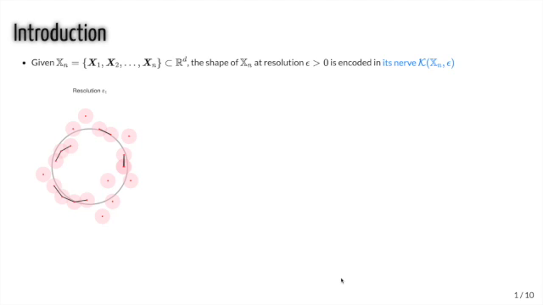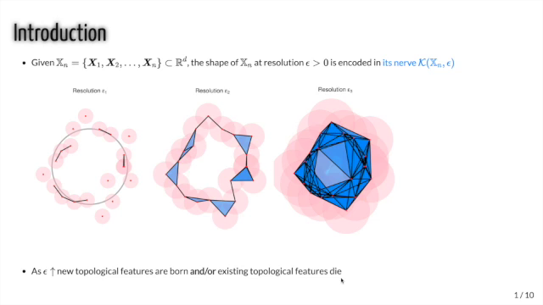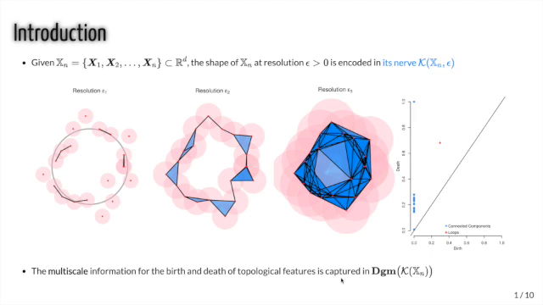In the most general setup, suppose we're given a collection of points and our objective is to infer its shape. The shape of these points at some resolution is encoded in the collection of balls of radius epsilon centered at each of the sample points. As this resolution increases, new topological features are born or existing topological features die. By tracking the birth and death of these features, we get what is called a persistence diagram.